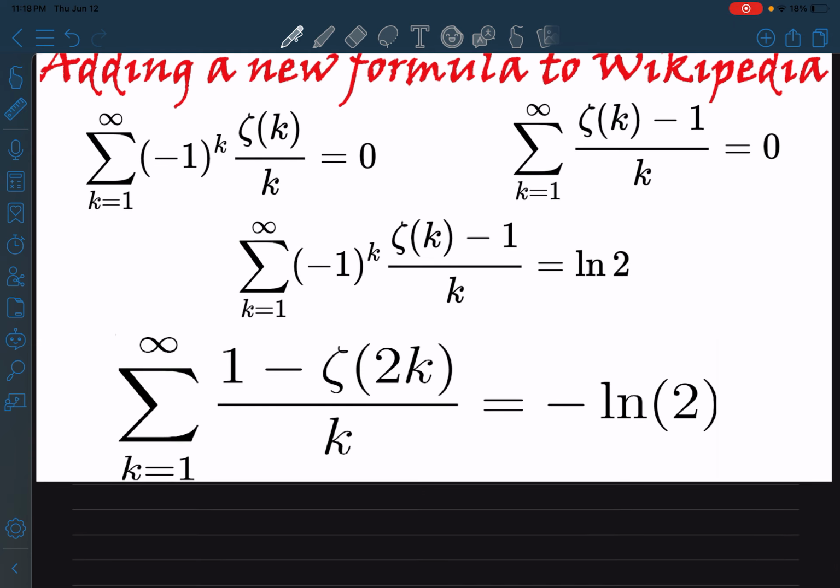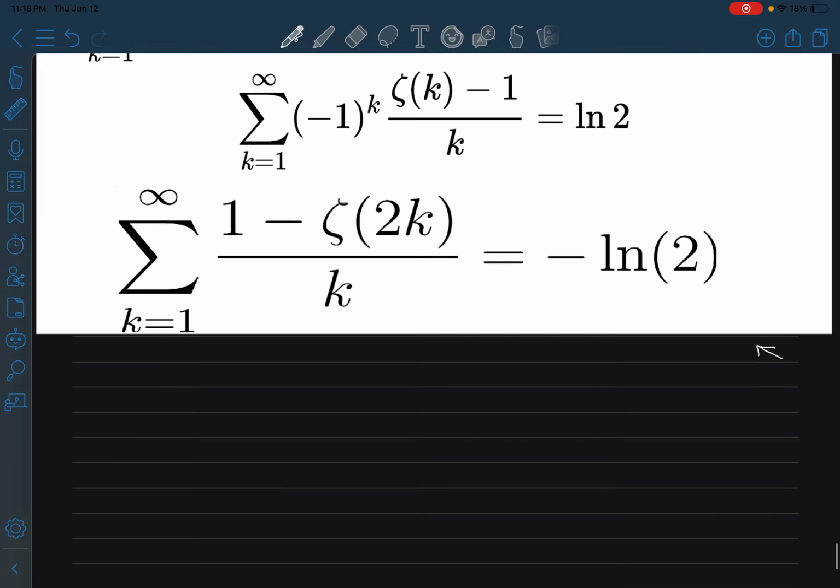And the last one is also pretty interesting. There's some zeta functions involved, but the answer is pretty simple, just a log of 2, right? And with a negative sign. So it seems pretty cool. And do check out Wikipedia if you want similar formulas that you might want to prove. But this one is completely new, right? And this is interesting, so let's prove this.